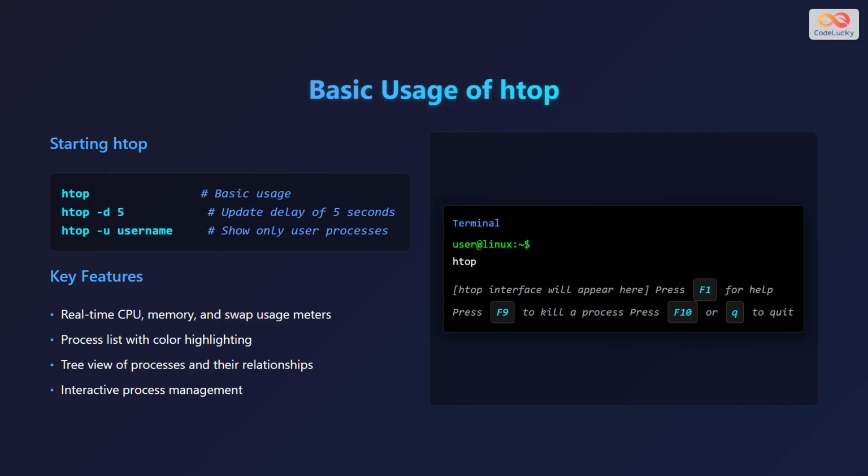Key features of top include real-time central processing unit, memory, and swap usage meters. The process list provides color highlighting, making it easier to identify different processes. It also offers a tree view, showing the relationships between processes, and provides interactive process management. In the terminal, press F1 for help. Press F9 to kill a process and press F10 or Q to quit.